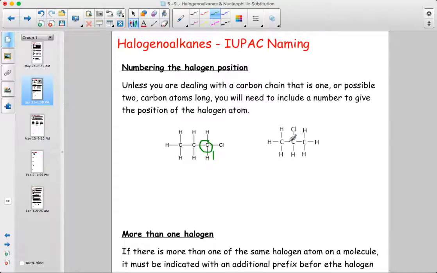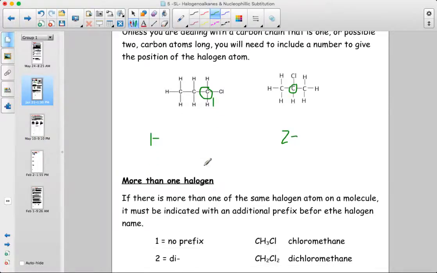And in this one, no matter which direction you number from, this is on the 2. So this first one we would call 1-chloropropane, and this one we would call 2-chloropropane. And again, it's the 1 dash or the 2, and then that hyphen, that dash, and then chloropropane. So the chlorine gets named as a chloro in front of the alkane name. 3 carbons, my elephant poops. So that's P, prop, so propane for 3 carbons.